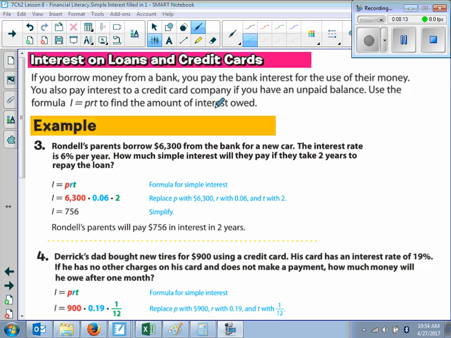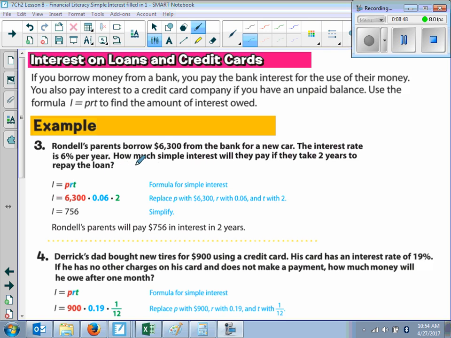Now, the first one, what we were doing is that was when we were investing money and we were earning money, right? Here, this is if you borrow money from a bank, the bank will charge you for them letting you use their money, okay? So this one is that you're paying them money, right? The formula is still the same. Process is still the same. It's just trying to figure out if you're paying it or you're earning it, right?